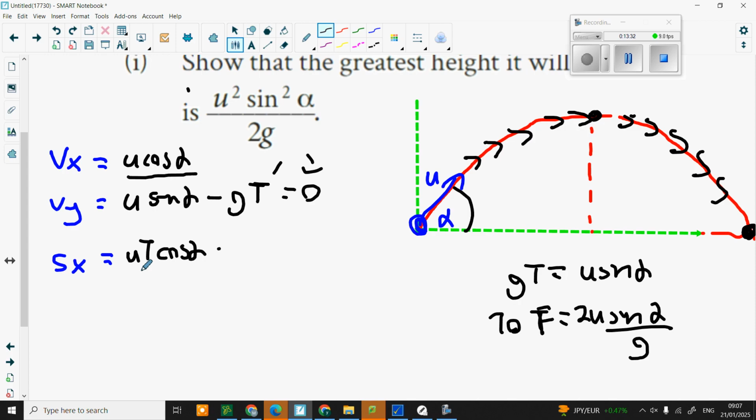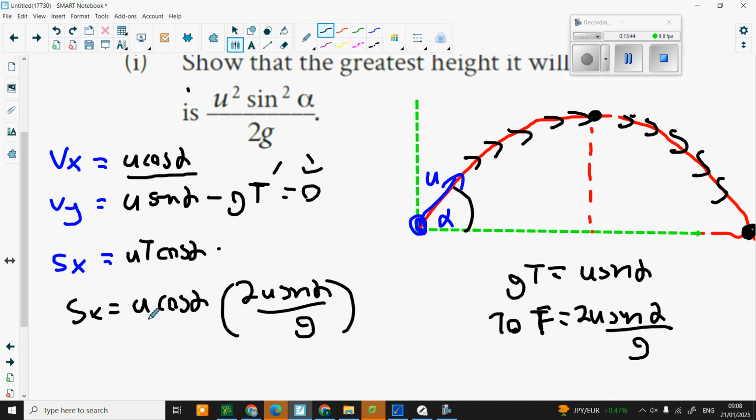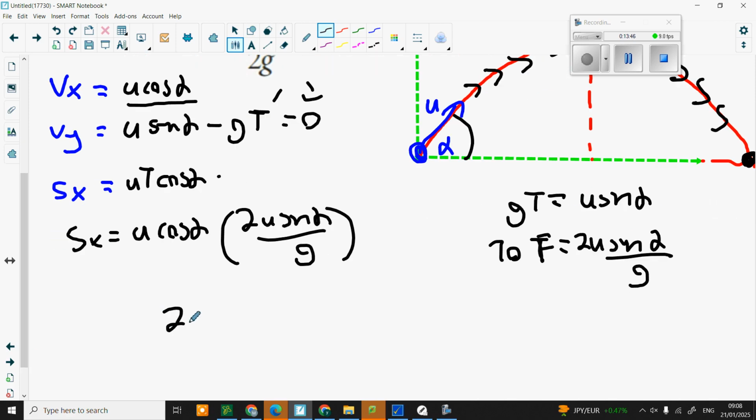And this is known as your time of flight. Now, insert your TOF, your time of flight, into SX, and what do we get? U cos alpha times 2u sine alpha all over g. And you'll get 2u squared sine alpha cos alpha all over g.